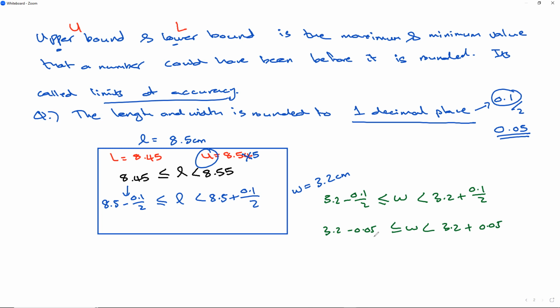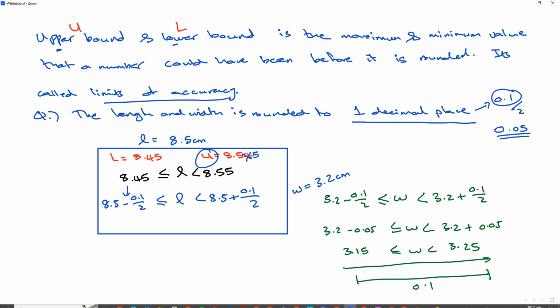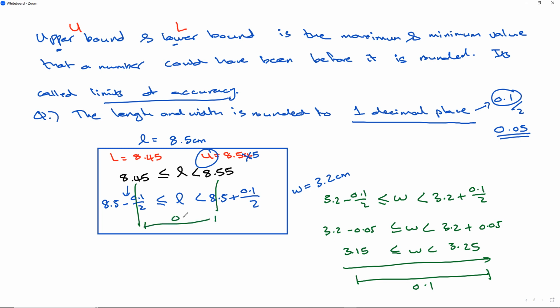And from this over here, subtracting that, I get 3.2 minus 0.05 comes to 3.15. And 3.2 plus that would become 3.25. Okay, so that would be my lower bound and that would be my upper bound. And what you notice is the distance between the two is 0.1. The distance between those two numbers is 0.1 as well.